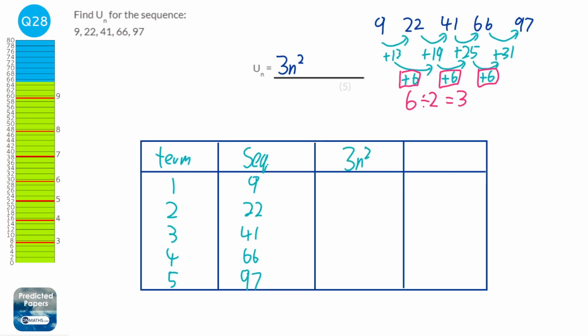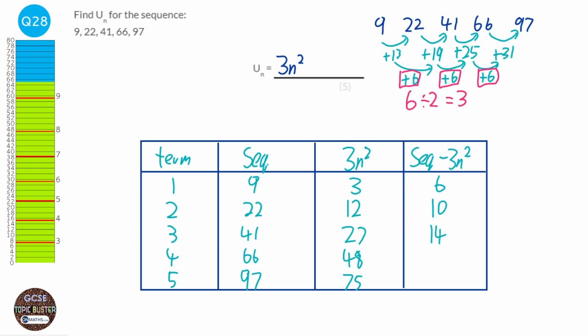So we're going to do 3 times 1 squared, which will be 3, 3 times 2 squared, which will be 12, and then 3 times 3 squared, 27, 3 times 4 squared, 48, 3 times 5 squared, 75. And we're just going to remove that from our sequence. So we've got our sequence, and we're removing the 3n squared bit, because we know what that is. We've already answered that part. So 9 take away 3 is 6. 22 take away 12 is 10. So they're not the same with this. 14, 18, 22. Now what do you notice?